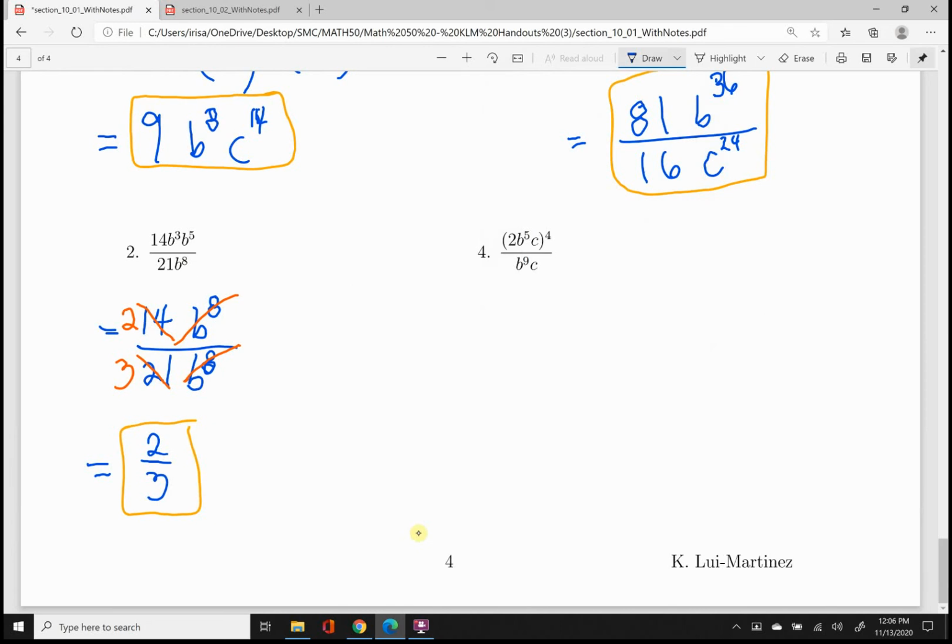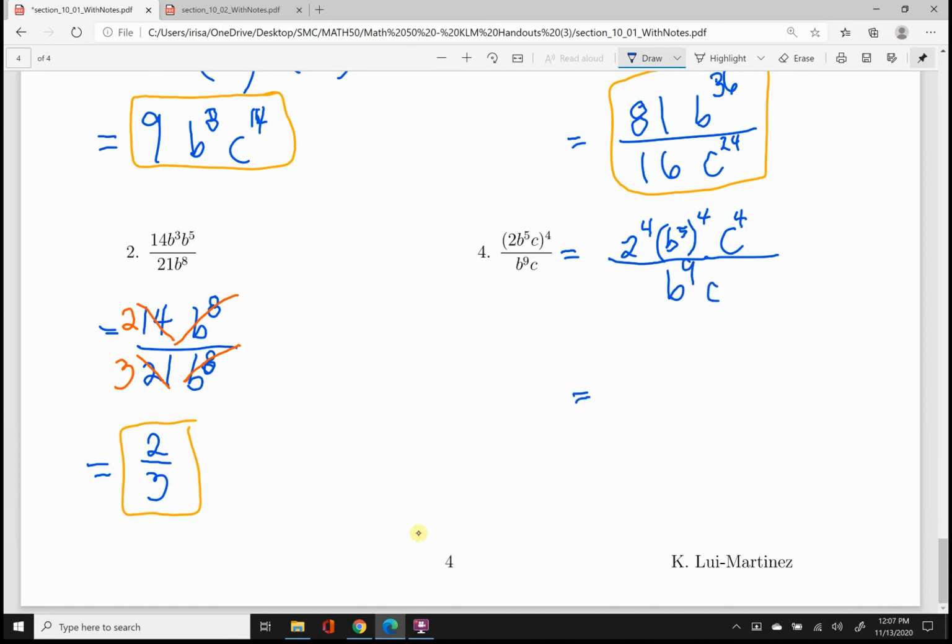Let's start by working on this numerator. Let's simplify the numerator stuff, and then we'll be able to use some quotient rule to simplify the b's and c's that come about. So this will be 2 to the 4th power, b to the 5th power raised to the 4th power, and then c raised straight up to the 4th power. Or you could call it c to the 1st power, raised further to the 4th power, but you're going to multiply that exponent of 1 times the 4. You might as well just go straight to c to the 4th power. That's fine by me. And then there's still a b to the 9th, c to the 1st power, just a c in the denominator.